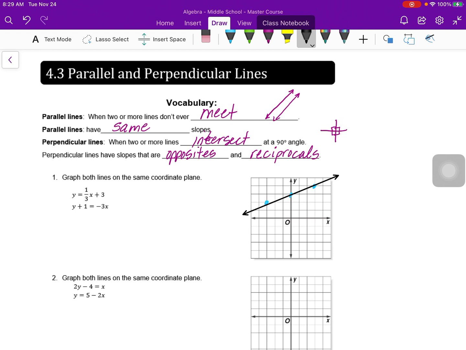Then let's take a look at this next equation. For this next one, I'm going to change this into slope-intercept form by subtracting 1 from both sides. So this one is going to say y equals negative 3x minus 1. This time I'm plotting a point at negative 1. My slope is negative 3, so I go down 3 and over 1, or up 3 and back 1. Okay, I'm going to connect those again, grab my line tool.